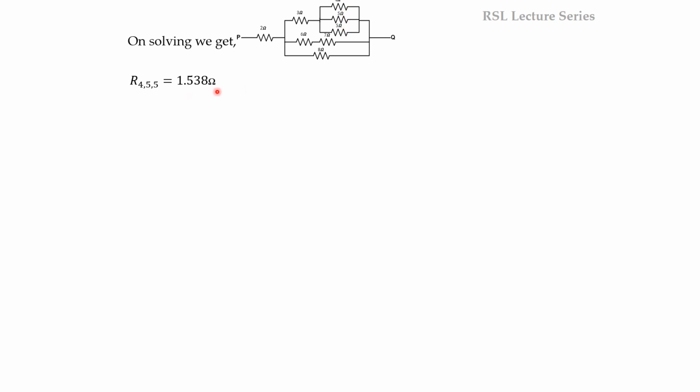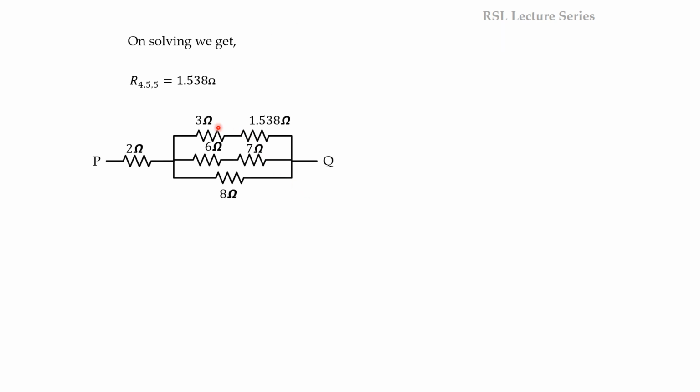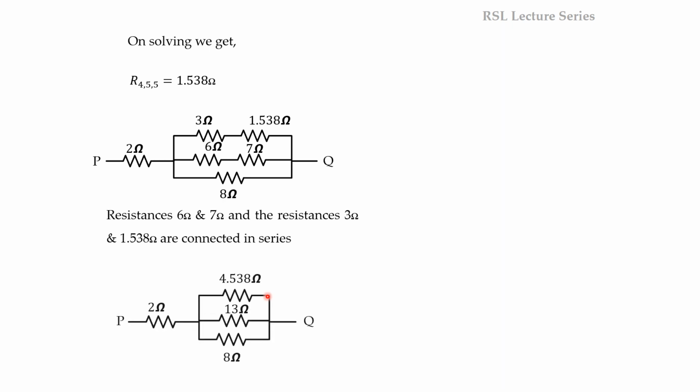We can draw the equivalent here. 3 ohms is connected in series with 1.538. Similarly, 6 ohms and 7 ohms are connected in series. So the rest of the resistors are 2 ohms and 8 ohms. They will remain as such. So now we can reduce these two. So we know that in the case of a series circuit, the total resistance is given by the sum of the resistors. So we can add these two, 3 plus 1.538, that will be equal to 4.538. So here 6 plus 7 is equal to 13. So 8 and 2 will remain the same.